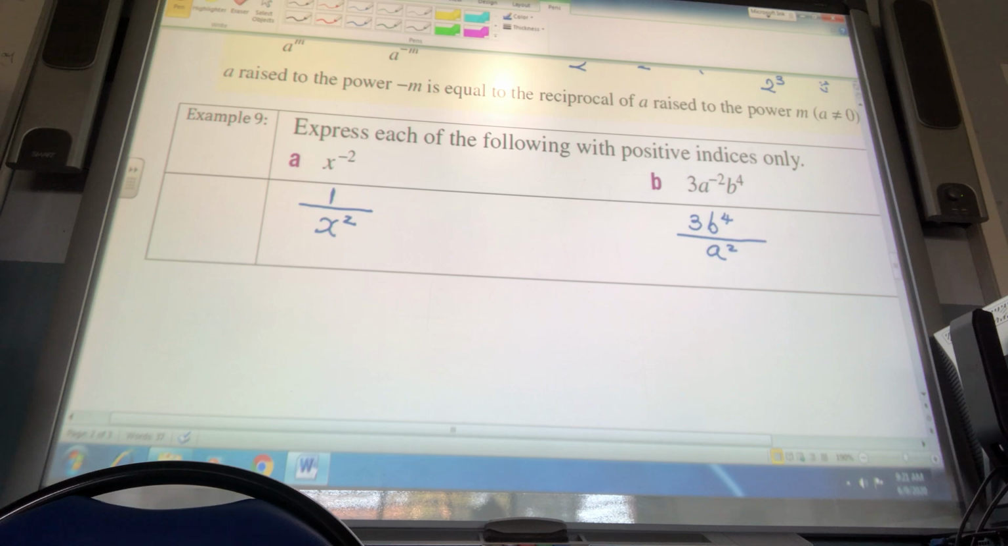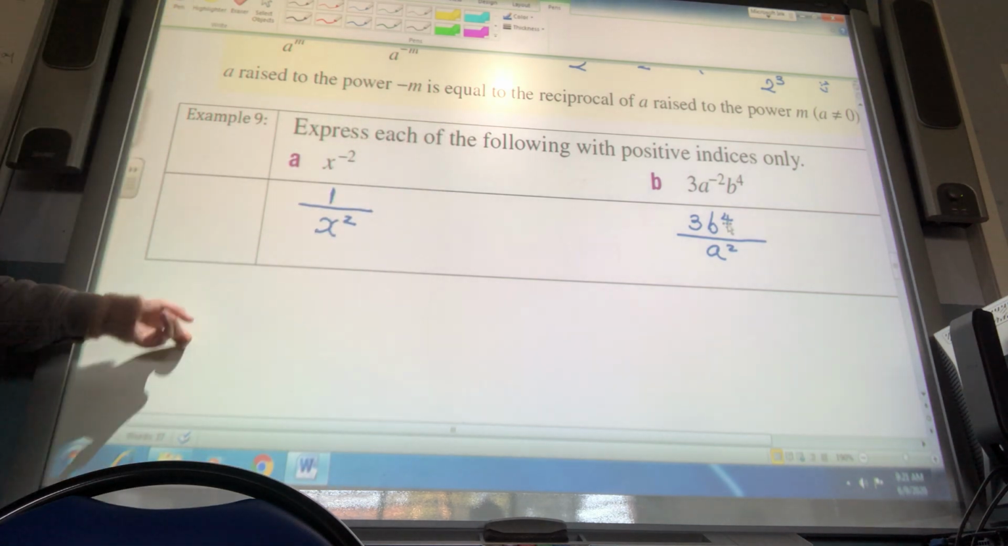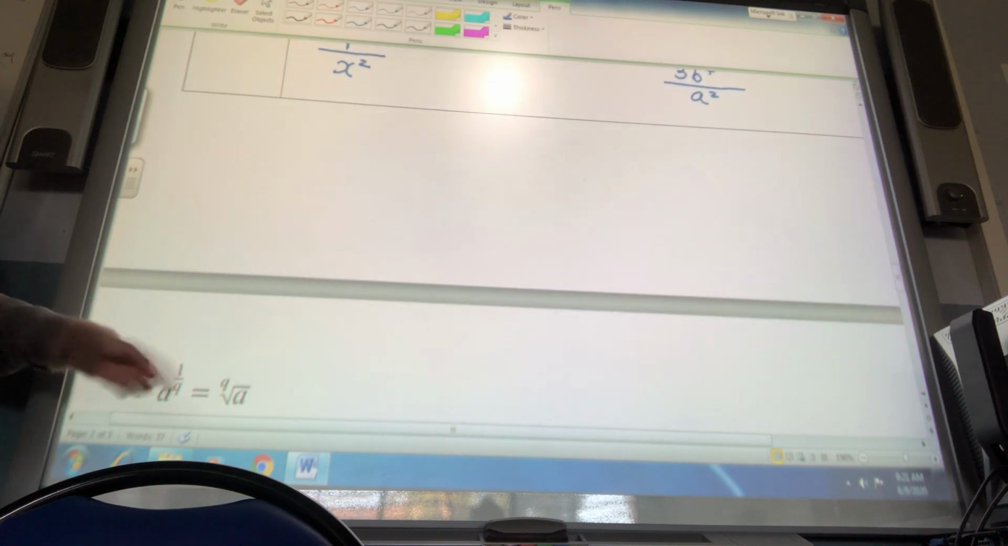If there's a number, you don't put 1. You have to put 1? No, you don't. It's only when the power is negative. Because 3 is 3 to the power of 1. 1 is still a positive whole number. Right? Alright, next one.